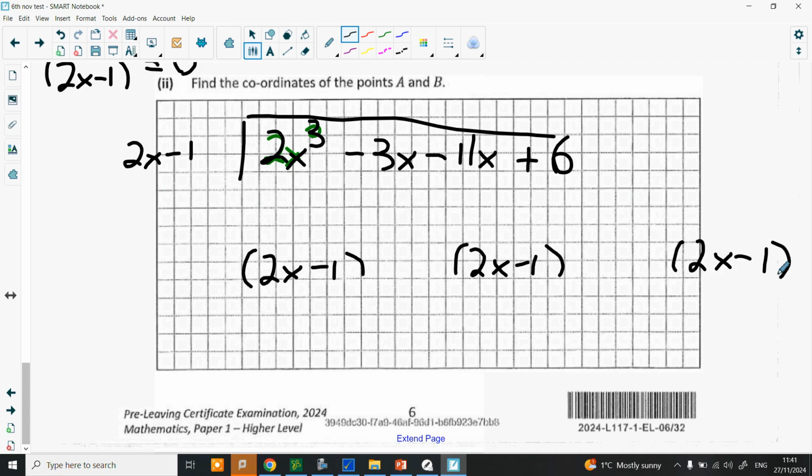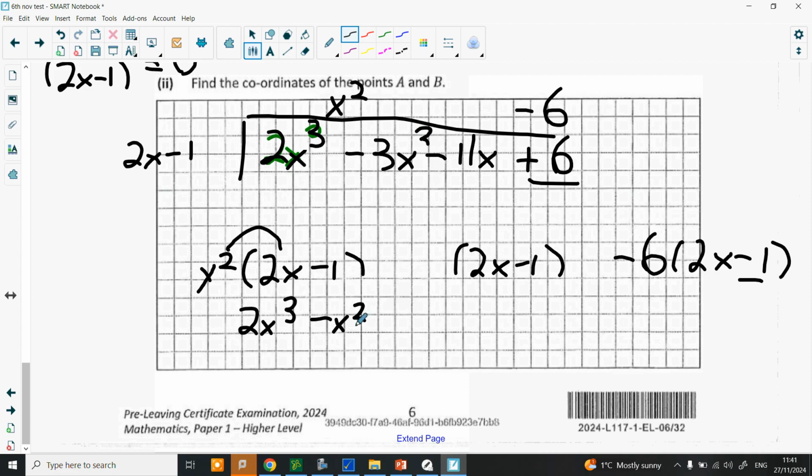The regular number is easy to find, because how do you turn minus 1 into plus 6? What do you multiply it by? First number found. Next one. How do you turn 2x into 2x cubed? Second number found. Okay? Now, if I just multiply this out, I get 2x cubed minus x squared.